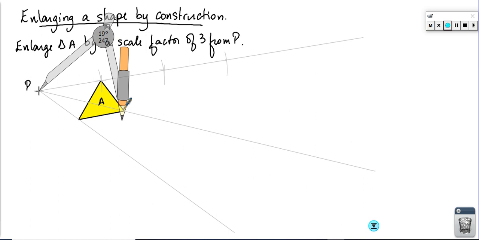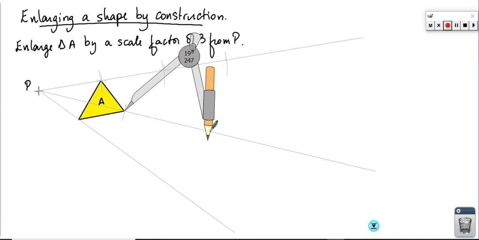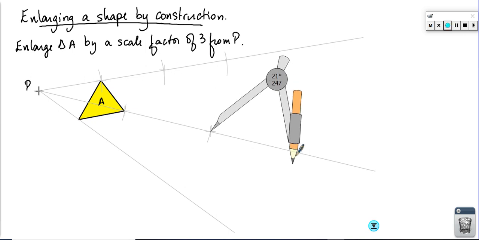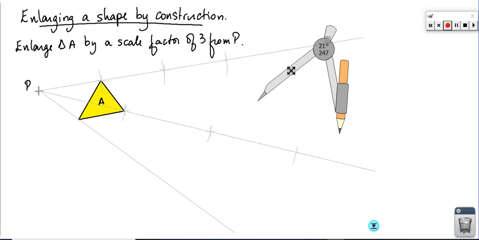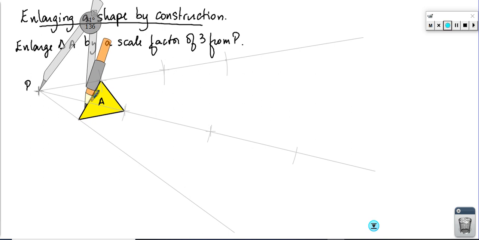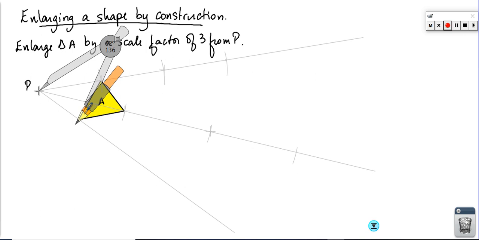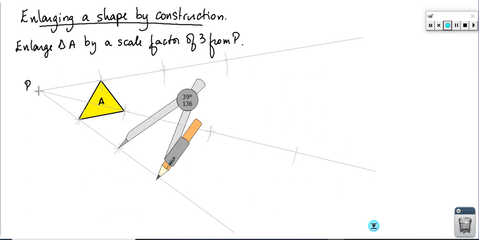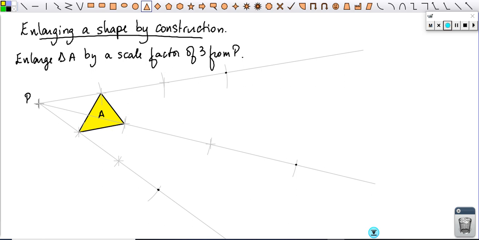So this is the other vertex. I have taken note of the measurement. That's 1, that's 2, and that's 3. So that's the point for the other vertex. Same thing for the last one. I have the distance 1, this is 2, and that's 3. I don't need the compass anymore. So those are my 3 vertices. It's 1, it's 2, and it's 3. Now I can draw the enlarged triangle.